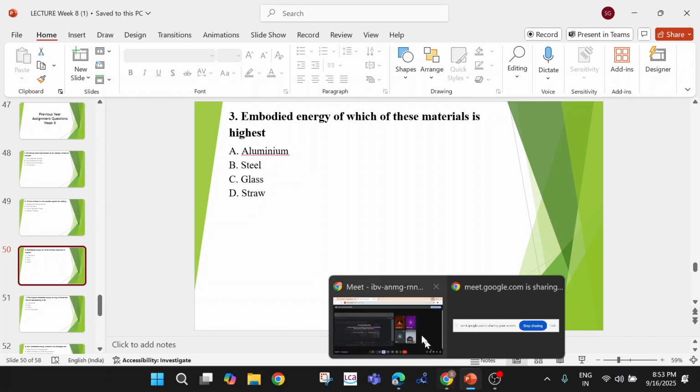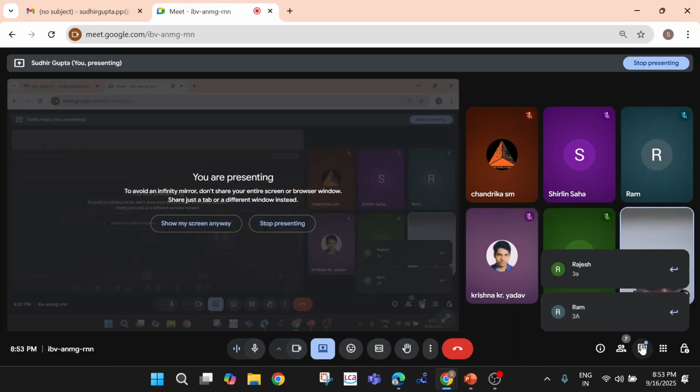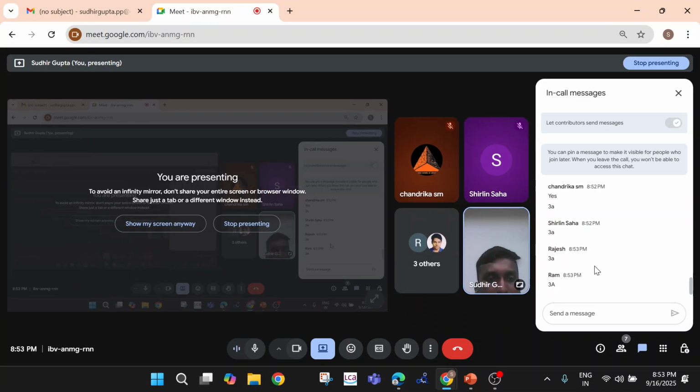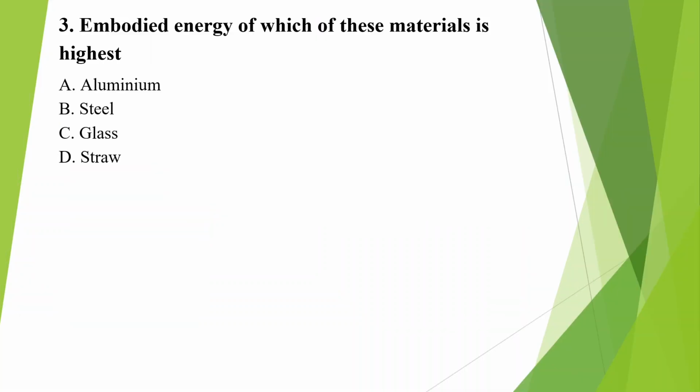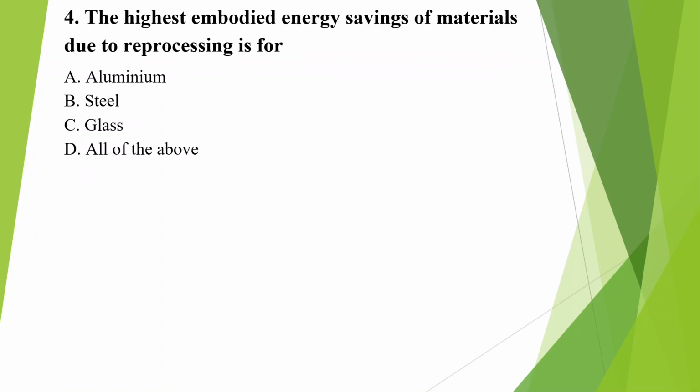Okay, so as I can see, all of you have answered it as A, and A is the correct answer for this question. That is aluminium. Aluminium has very high embodied energy due to its energy intensive extraction and manufacturing, especially from bauxite. Fine. Since all of you have answered it correctly, let's move to the fourth question then. Here is the fourth question.